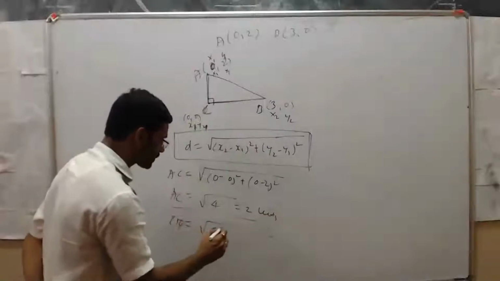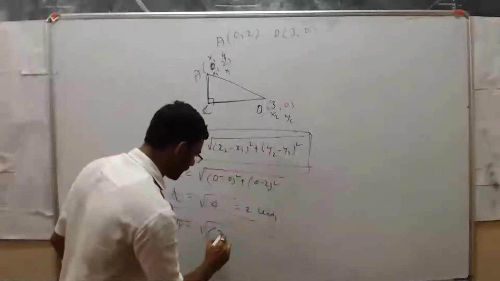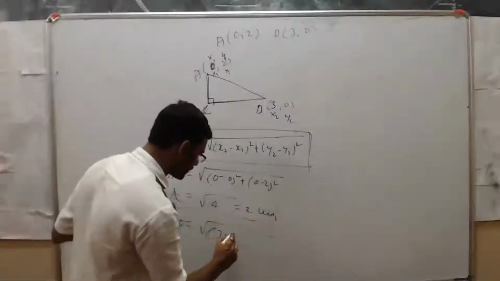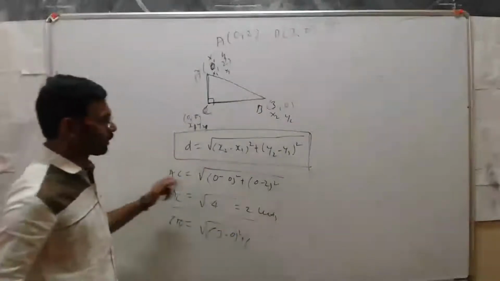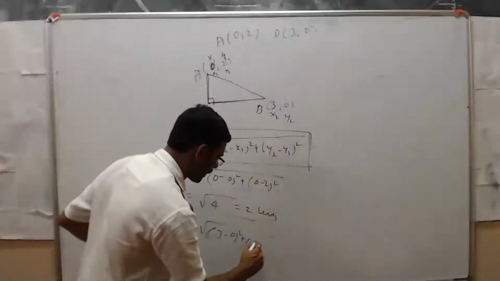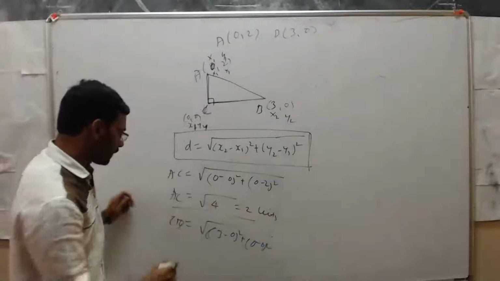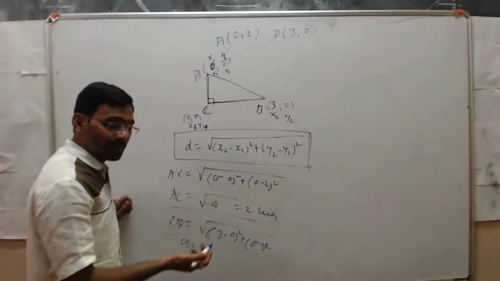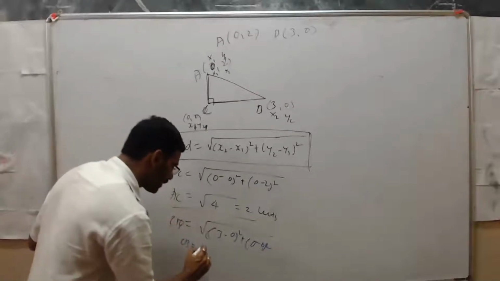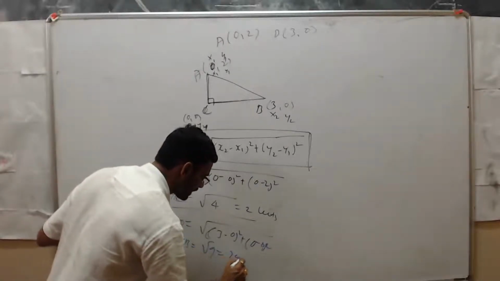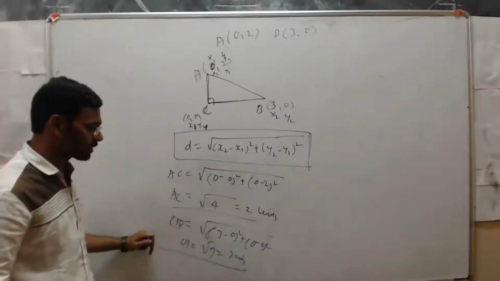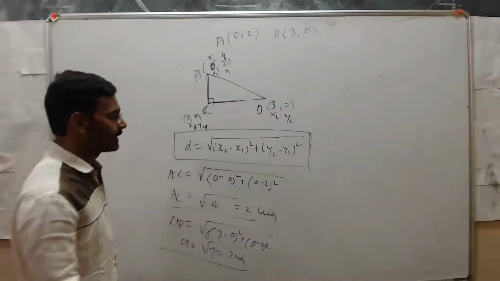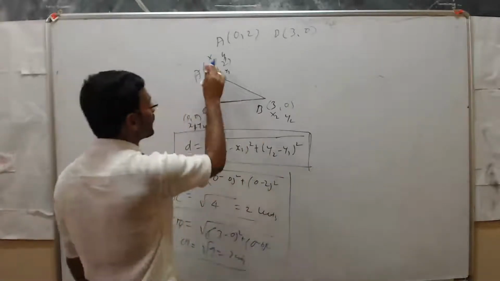Here what is the value of x2? x2 value is 3, minus x1 value 0, square, plus y2. What is the value of y2? 0. y1 is also 0. Therefore CB is equal to root of 0 minus 0, 0 square is 0. Then 3 minus 0 is 3, 3 square is 9, root 9 is nothing but 3 units. Then the distance of CB is 3 units.